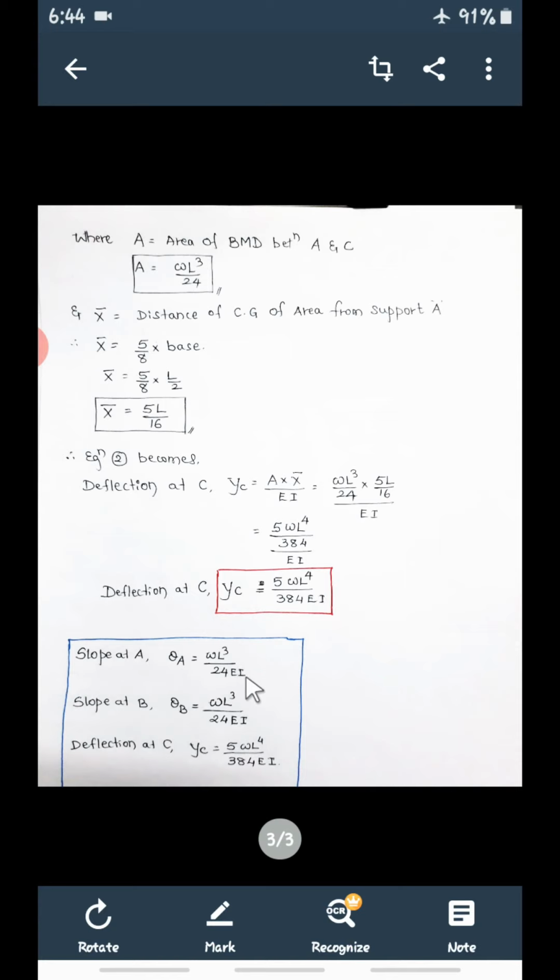So we have found three quantities: slope at A, theta A, is WL cube by 24 EI; slope at B is the same, WL cube divided by 24 EI; and deflection at C, YC, is equal to 5WL raised to 4 divided by 384 EI. These are the standard quantities for a simply supported beam subjected to a complete UDL.